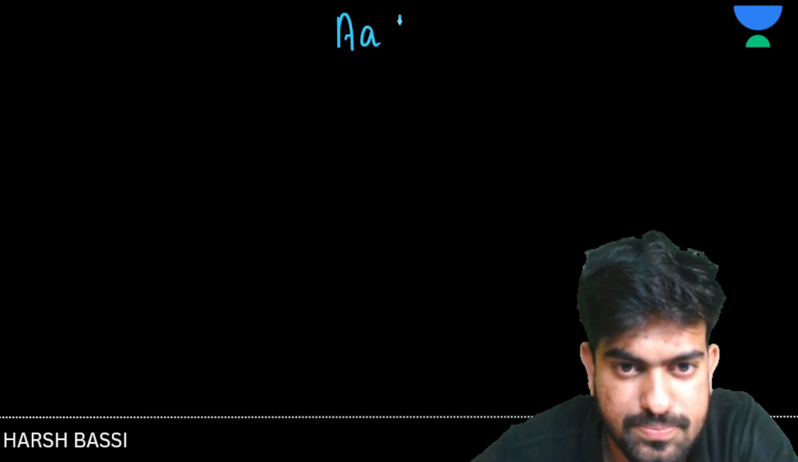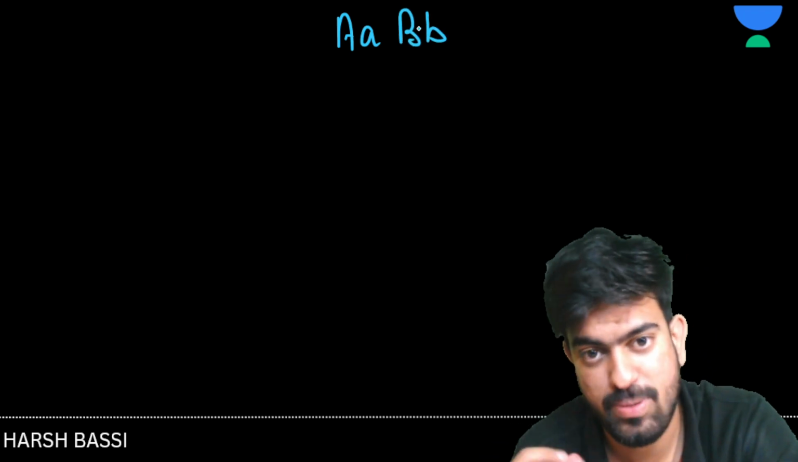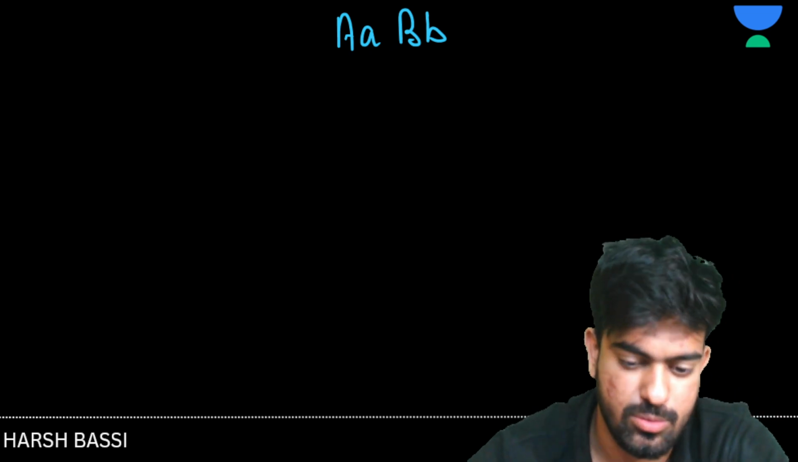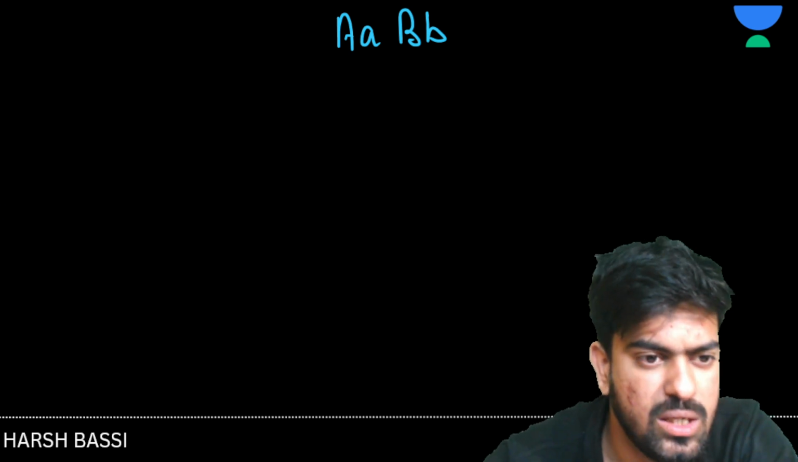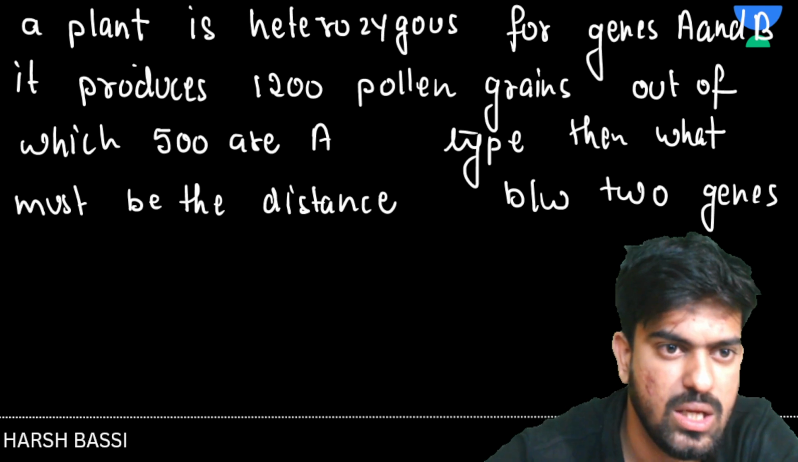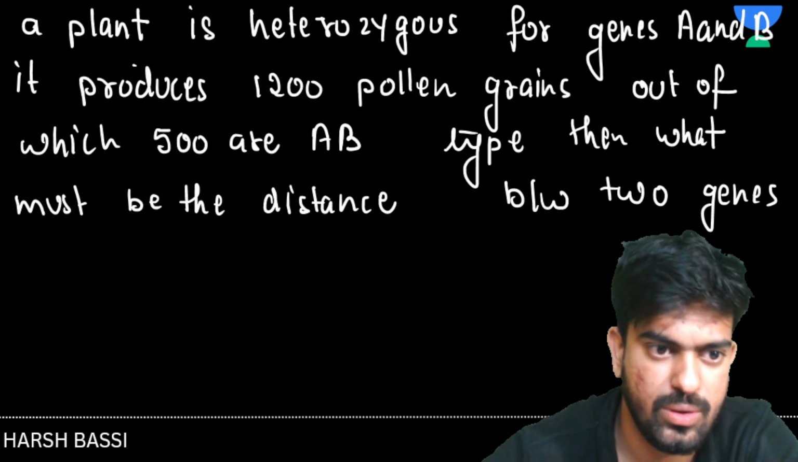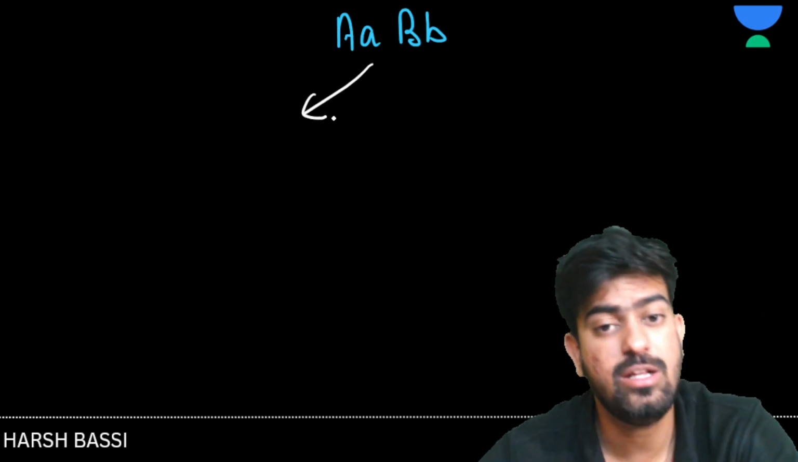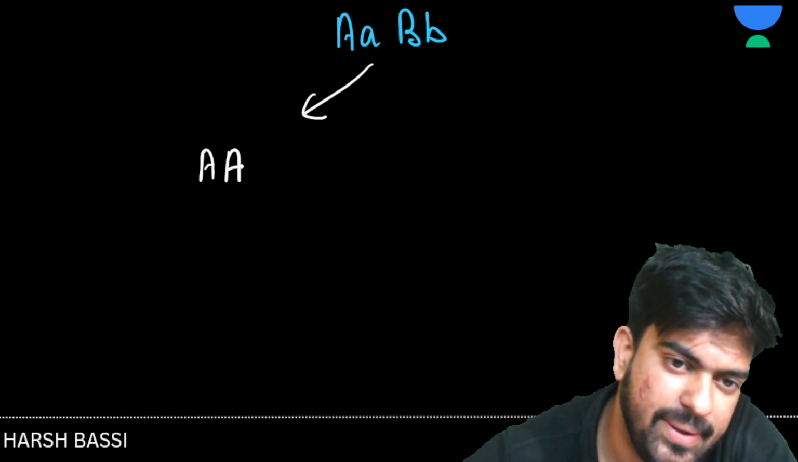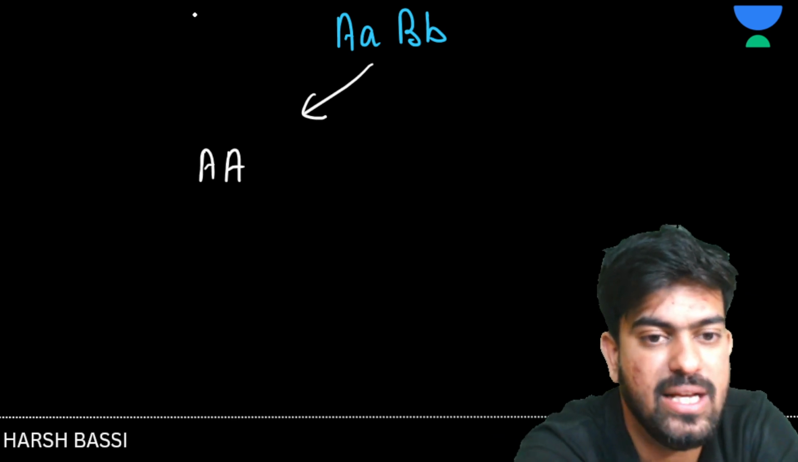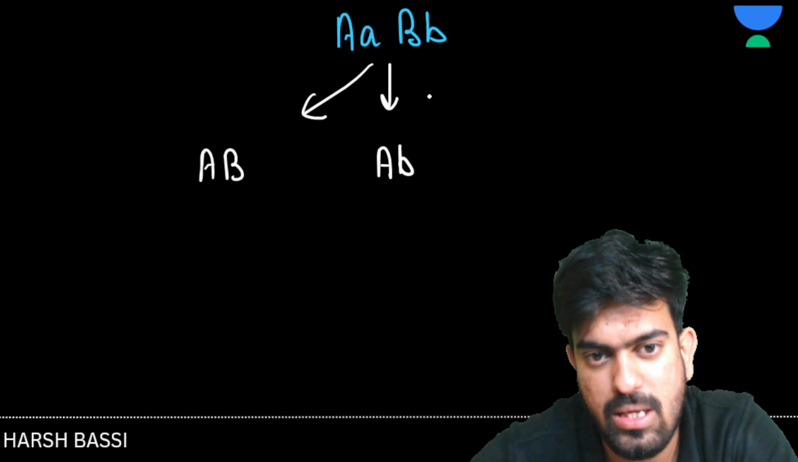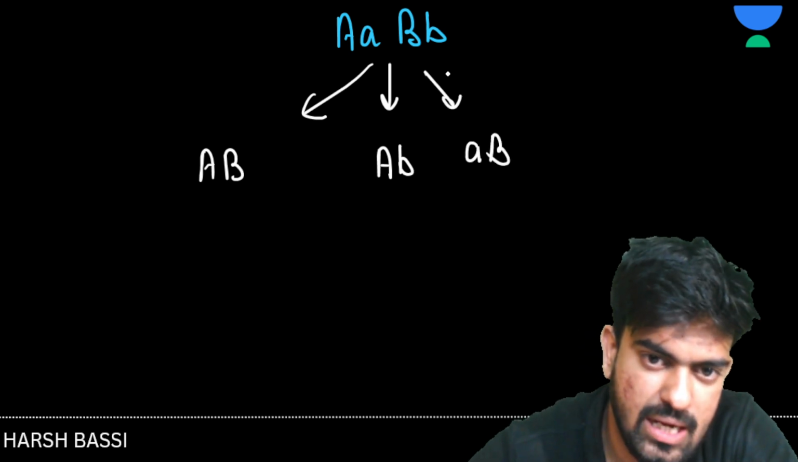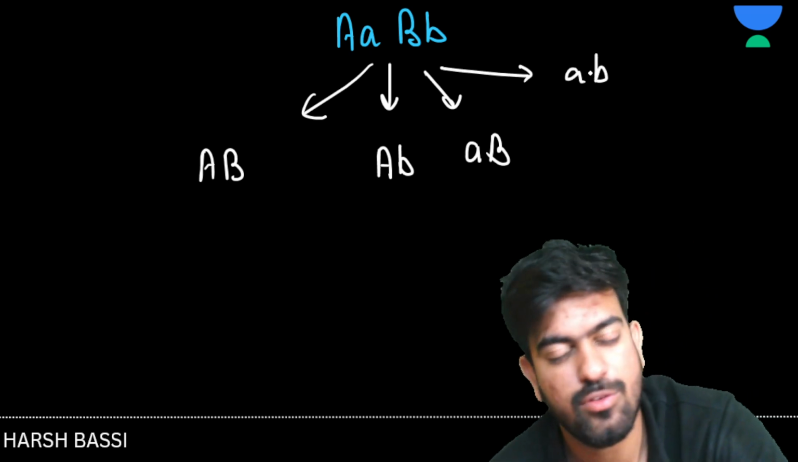If I am talking about the parent, it is heterozygous for A and B, so the parent will be this, producing a total of 1200 gametes, out of which 500 have capital A and capital B. Now let's make the pollen grains, which means making the gametes. Here will be capital A, capital B as one gamete, then capital A, small b, then small a, capital B, and small a, small b. How? Again with the fork method.